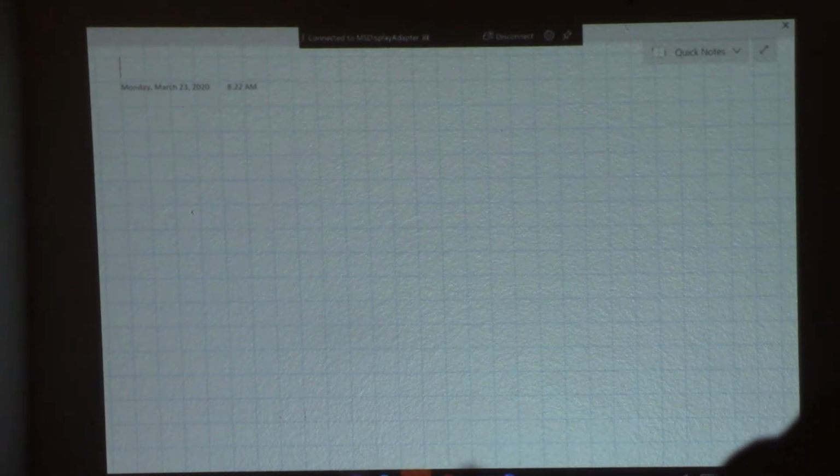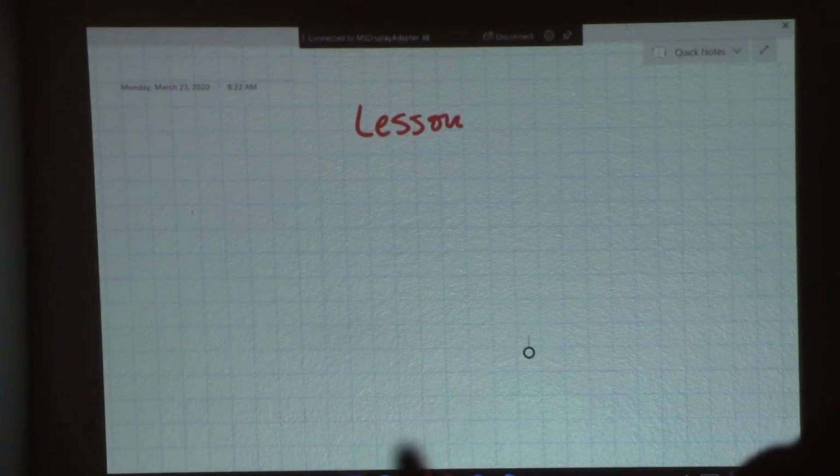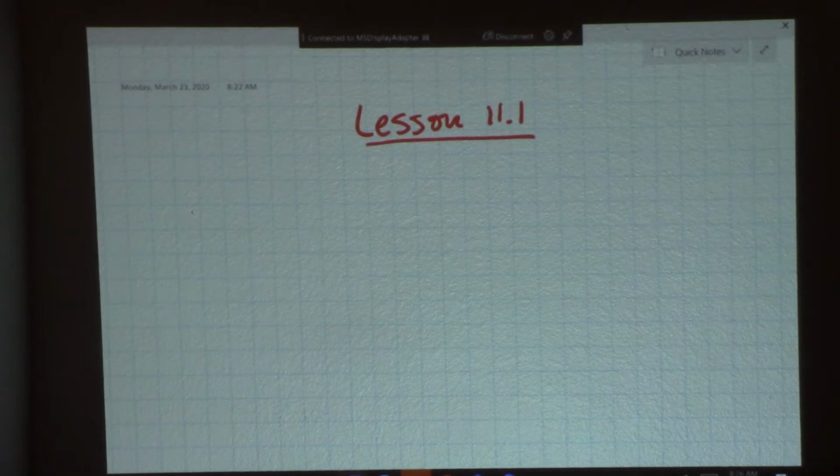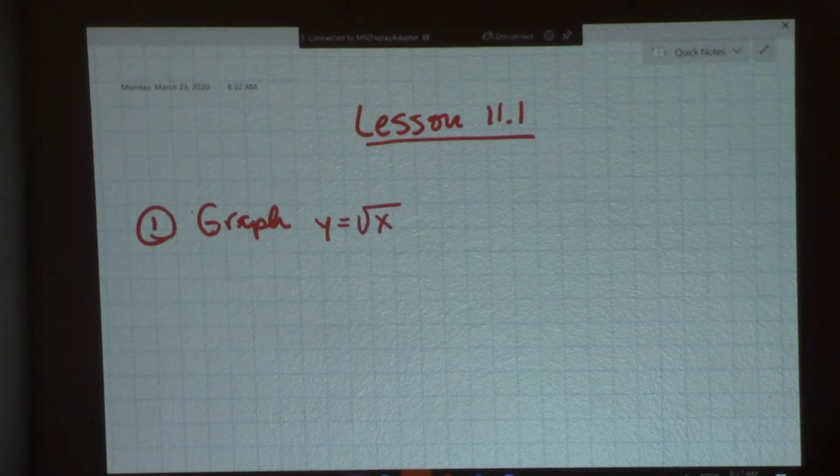Okay, so for chapter 11, this chapter is about square roots. Usually when we begin a new chapter, we begin with graphing. That's what we did in chapter 10, and we had the graphs of equations that had the power of 2. So they were quadratics, and they were the shape of a parabola. So this time, we're going to graph a square root.